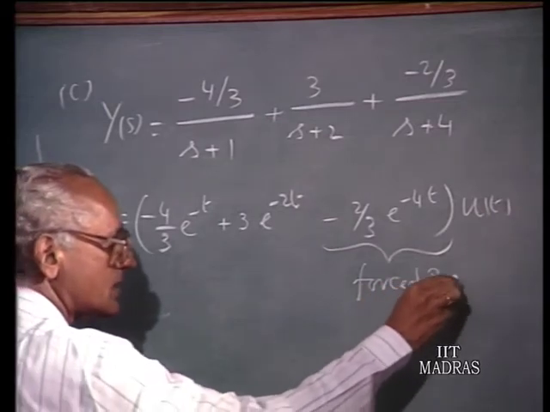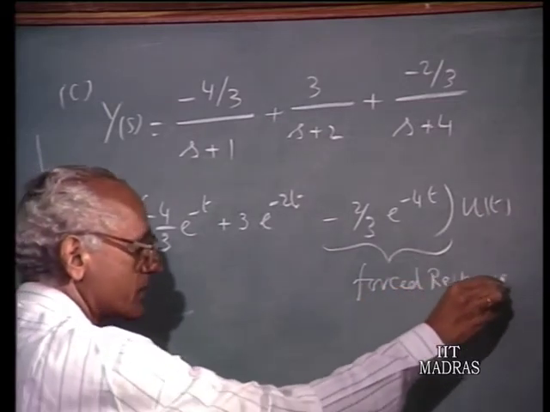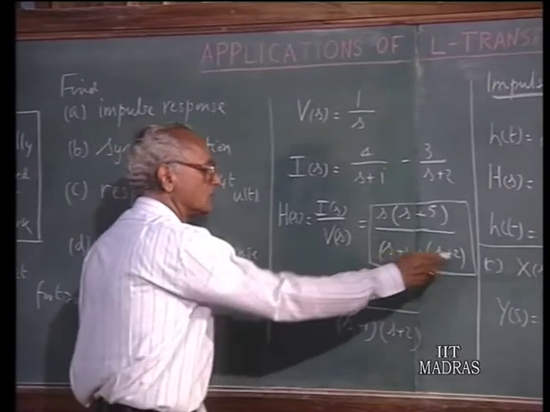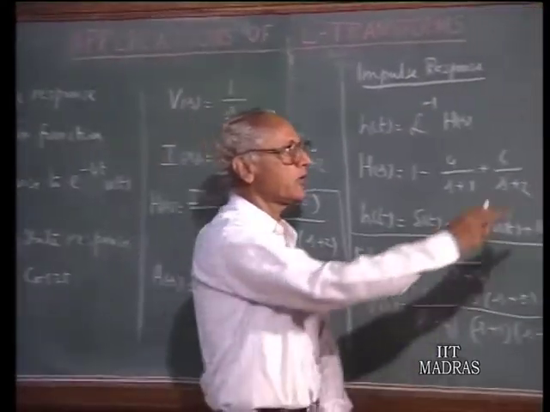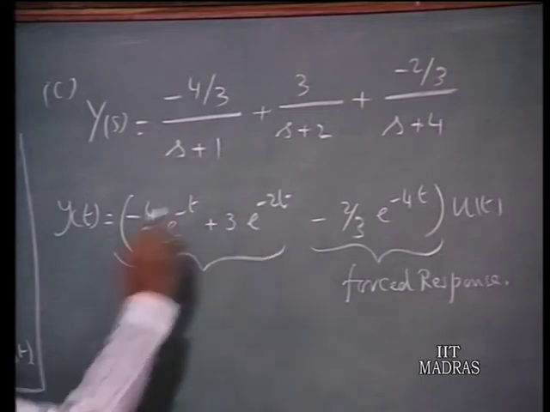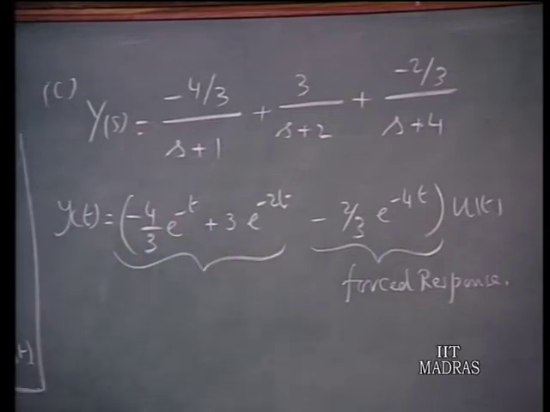The forced response contains exactly the same complex frequencies as in the input. The system function has 2 poles at minus 1 and minus 2. Corresponding to this, you have these 2 terms, e to the power of minus t and e to the power of minus 2t. So, this corresponds to the poles of H of s. So, this represents the natural response or the free response of the system.